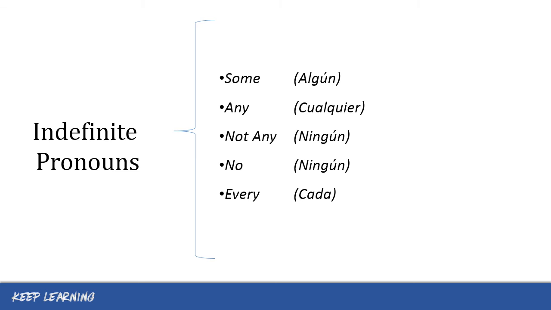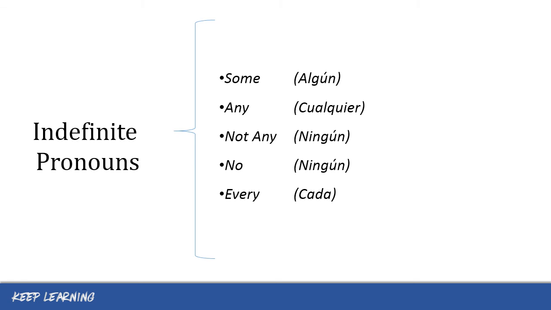Now, of course, as you can see, not any and no, they mean ningún. They both mean ningún. So there are two ways to say ningún. Don't get confused. It's a very simple thing. They basically are the same thing. If you say not any notebook, it's ningún cuaderno. Or if you say no notebook, ningún cuaderno.